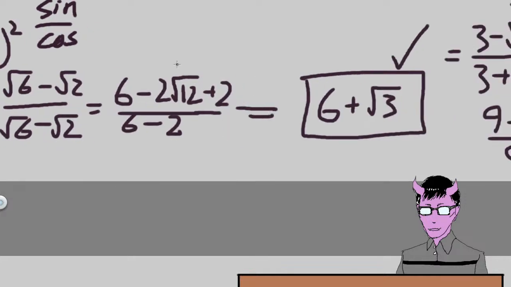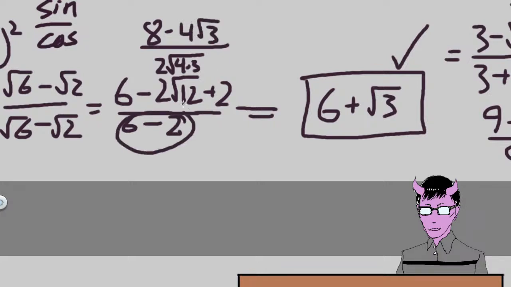So hopefully, this one equals this one. Let us see. So we have 6 plus 2, which is 8. And then we have a minus 2 root 12. Well, 12 is 4 times 3, right? And then 4 is a perfect square, so the square root of 4 is going to be 2. 2 times 2 is 4, with a root 3 left over, and then we have a 6 minus 2, which is a 4.